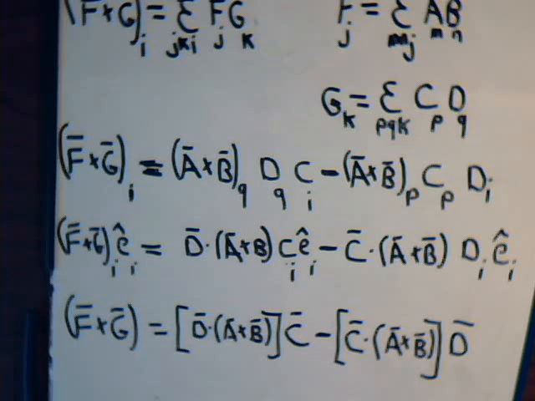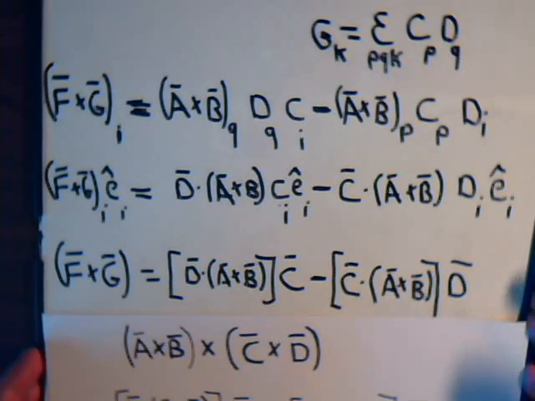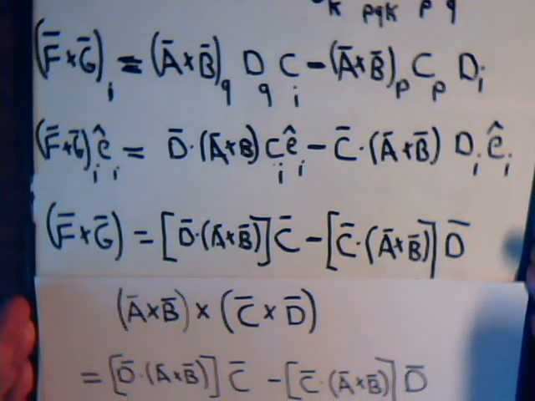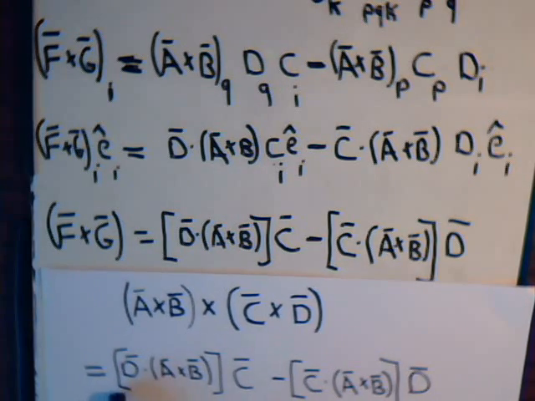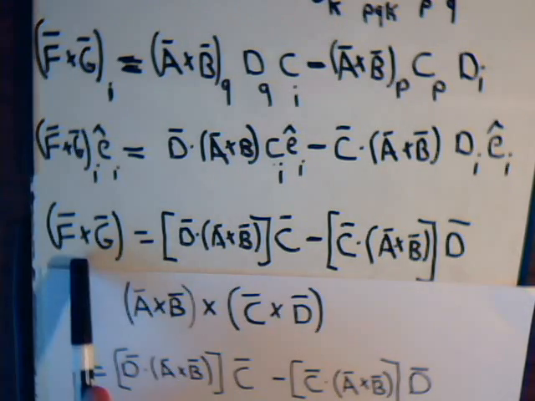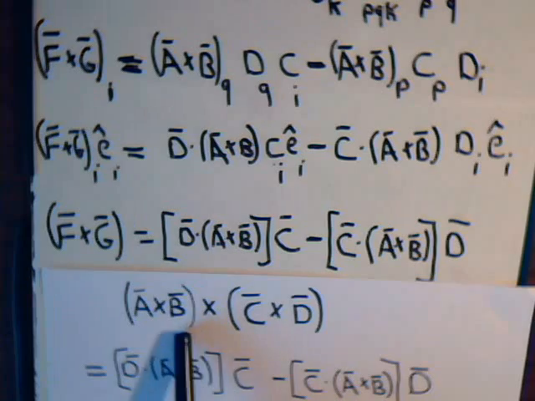So we have, try to compare these two. D dot A cross B times C, D dot A cross B times C, minus C dot A cross B times D. And of course, F cross G, that's this. So there we have proven our identity.